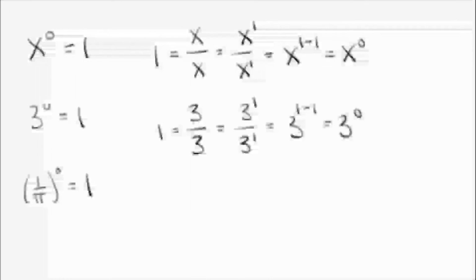Except, the one exception to this rule is 0. So 0 to the 0 does not equal 1. In fact, 0 to the 0 is undefined, which is just a way of saying that we can't say it equals any number. It equals no number. So let's see why that's the case.